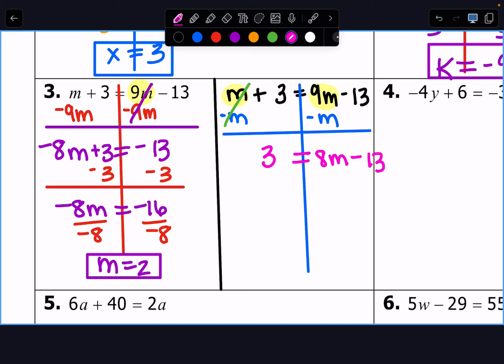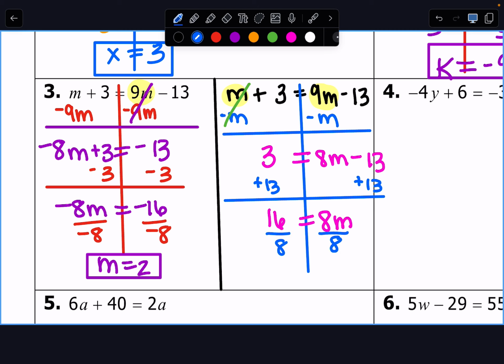So then in this case, we would add the 13 to both sides. So that, interesting, 16 equals 8m. And when we divide by 8, we are still getting m equals 2. Okay, so notice how we get the same answer either way. Okay, so it's okay to choose the right side versus the left side. But sometimes it's going to be easier to do one over the other.